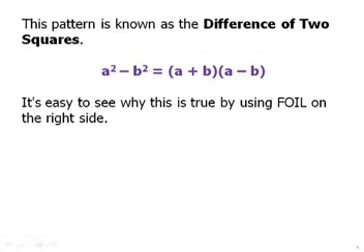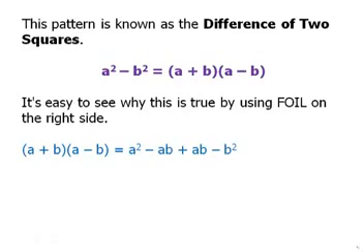It's easy to see why this is true by using FOIL on the right side. So we just start with a plus b times a minus b, and then simply FOIL out. Well, product of the first terms is a squared. Product of the outer is a times negative b, that would be negative ab. Product of the inner, a times b, that would be ab. And product of the last, b times negative b, would be negative b squared.